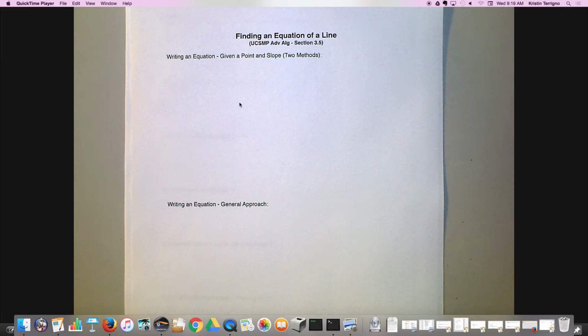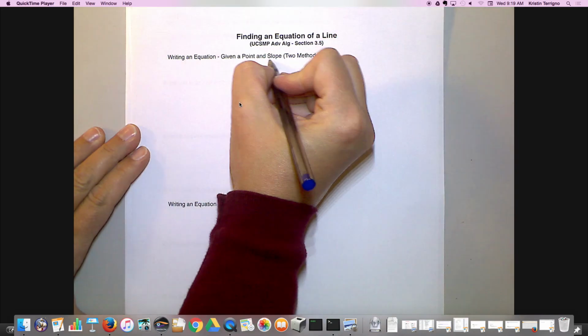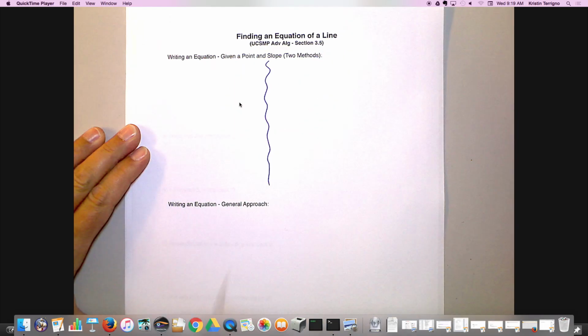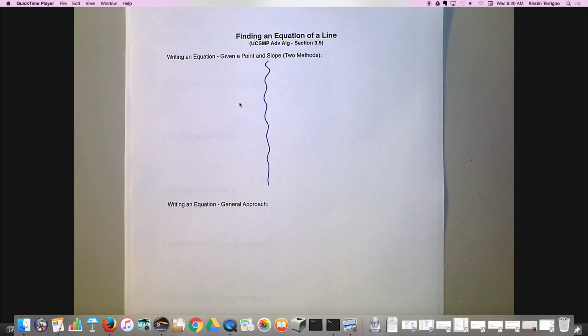And so one of the things we need to talk about is what happens if I give you a slope and then a point that's not necessarily the y-intercept. Okay, because you can't just throw that into the equation. So let's do a quick example of that. And there's two methods here, so you might want to split your paper down the middle, and I'll show you both methods, and then you can decide which one you like better.